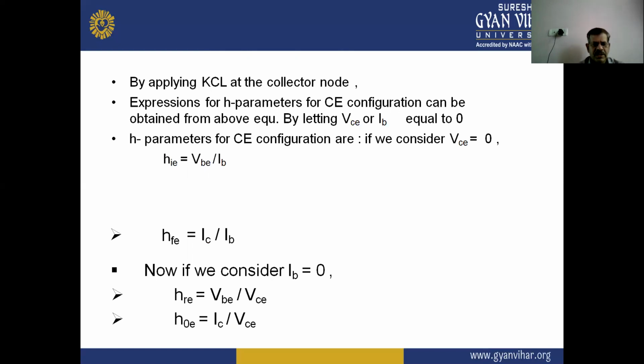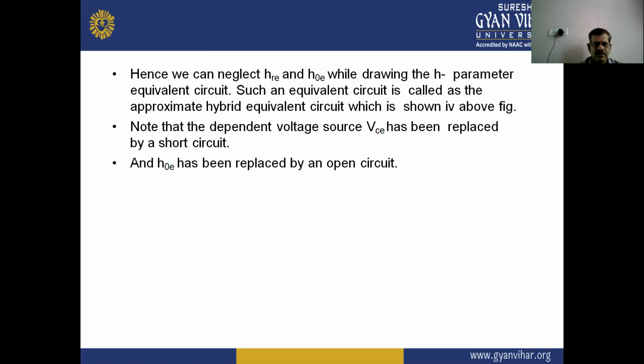Now, if we consider IB equal to 0, then HRE equals VBE upon VCE, that is the voltage gain, and H naught E equals IC upon VCE. So this is the output admittance. Hence, we can neglect HRE and H naught E while drawing the H parameters equivalent circuit.